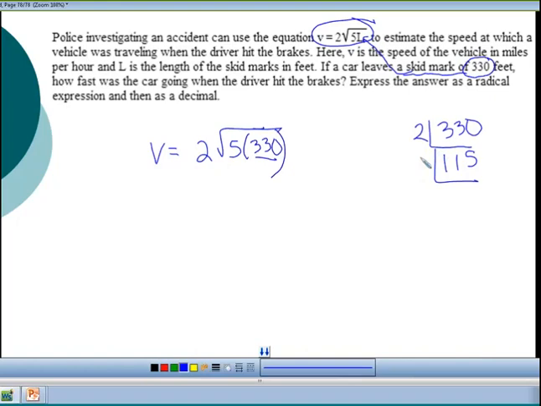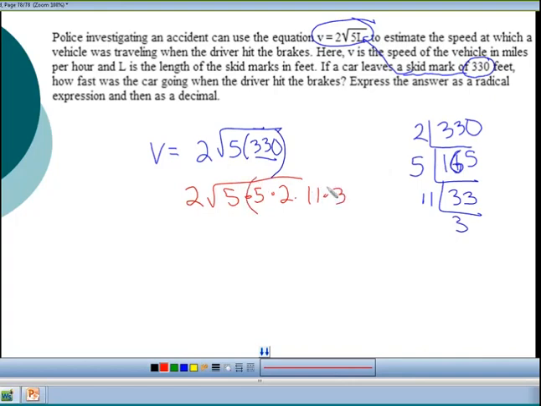So let's check that. So I got 330 divided by 2, 165. I actually did it wrong. I'm sorry. So 330 divided by 2 gives us 165, not 115. And then divide that by 5. I get 33. And then divide that by 11, and I get 3. So this can be rewritten to be 2 times the square root of 5 times, I'm going to put the 5 next to it, times 2 times 11 times 3. So all this amount gave us my 330.